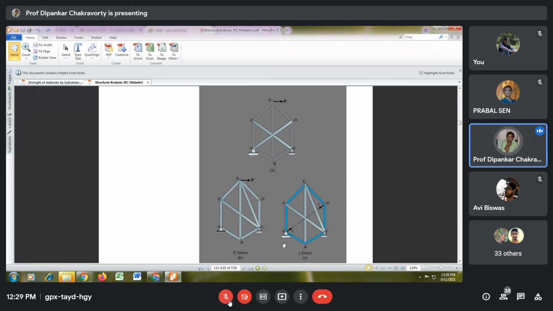So the structure is subjected to a load P and a bar force in AD. Let that be X. Then you can solve the truss because this X is known to you algebraically. You solve the truss and you get a bar force in EC in terms of X and P.